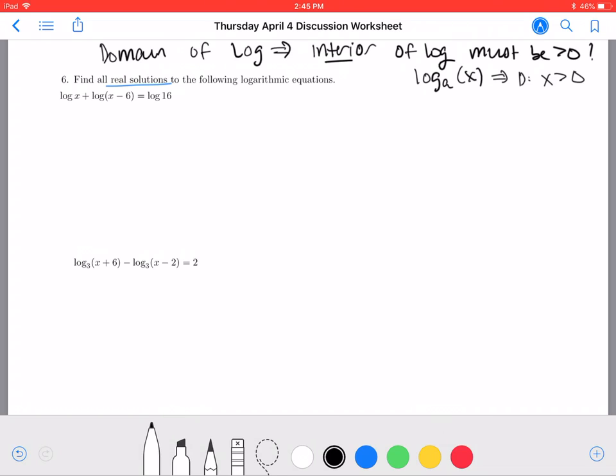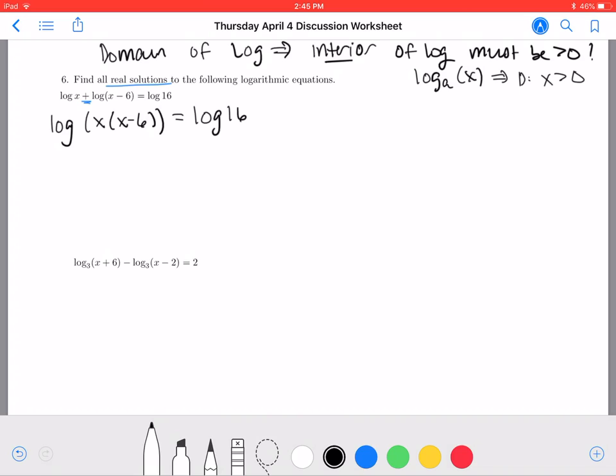Okay, so solving logarithmic equations, we're going to use properties of logs. These guys all have the same base. That's great. Since I am adding, I can rewrite this as a single log where I multiply the two values that I'm taking the logs of together. And I'm going to leave the log alone on the right for now.